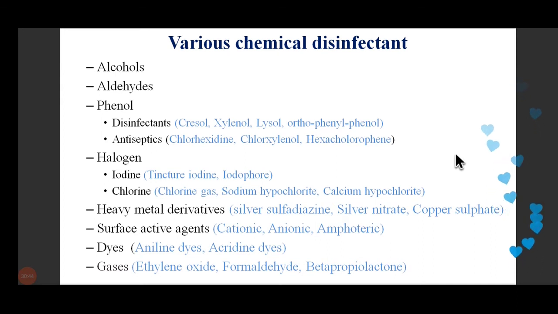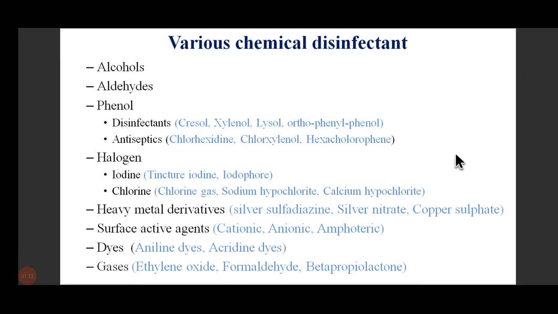Then the various disinfectants which we had already studied, here we are summarizing them again. They are alcohols, aldehydes, and phenols, in which some act as disinfectants like cresol, Lysol, and orthophenol, and some act as antiseptics like Dettol and Savlon, which contain chlorhexidine and chloroxylenol. Then we have halogens: iodine in the form of tincture iodine and iodophor, and chlorine in the form of gas and various tablet and hypochlorite formulations. We have heavy metal derivatives, basically silver derivatives.